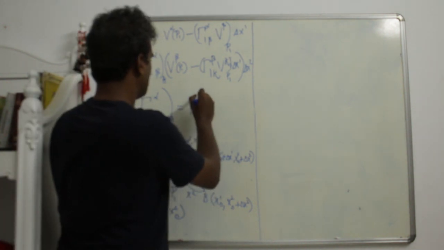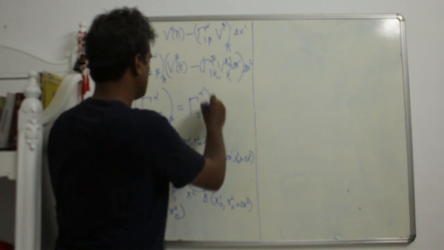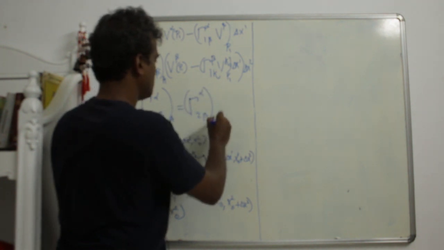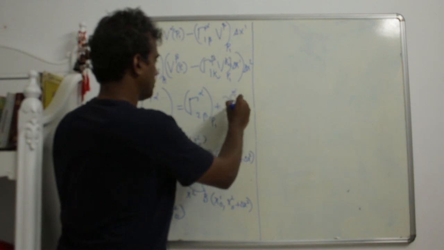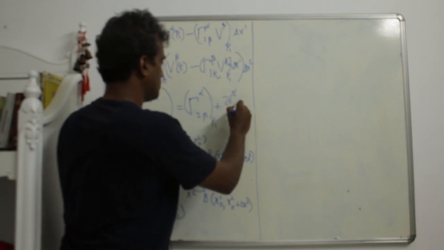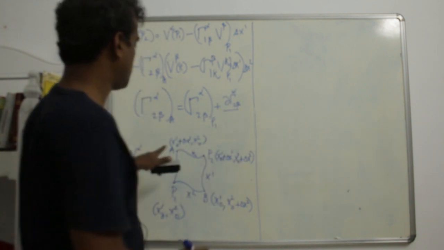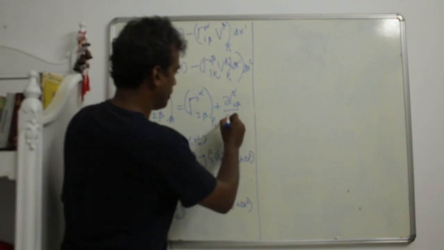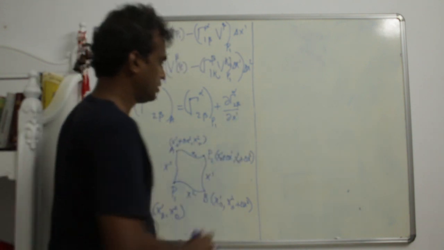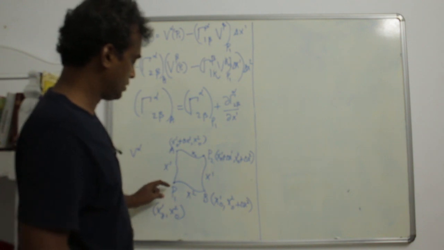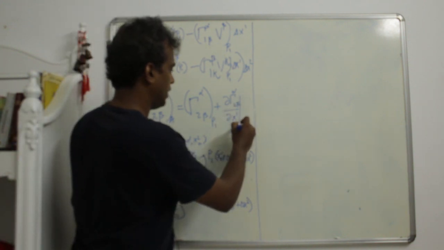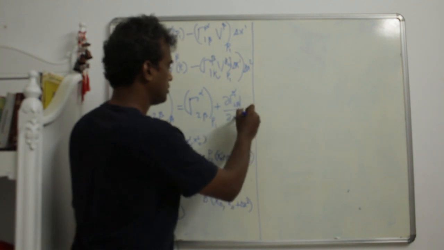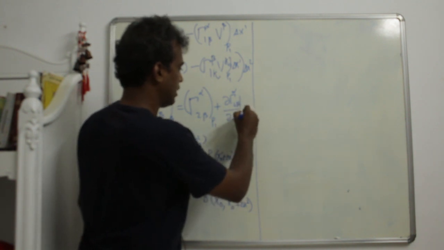gamma alpha 2 beta at P1 plus the partial derivative of gamma alpha 2 beta taken with respect to the coordinate x1, which is the only coordinate that is different between A and P1, evaluated at P1 times delta x.